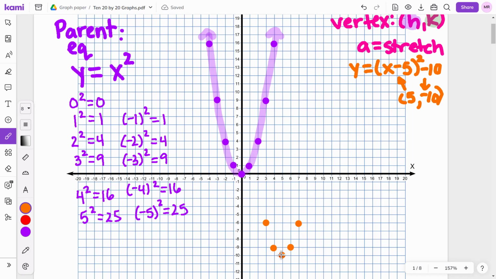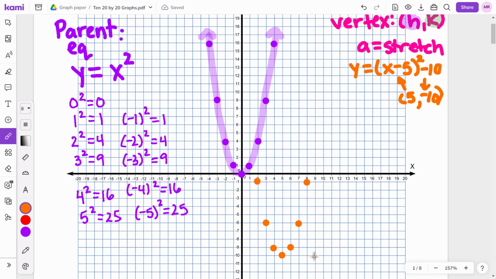From my vertex, I'm going to go over 1, 2, 3. 3 squared is 9, so I'm going to go up 9. 1, 2, 3, 4, 5, 6, 7, 8, 9. Same on the other side. And let's say I do one more. 1, 2, 3, 4. 4 squared is 16.